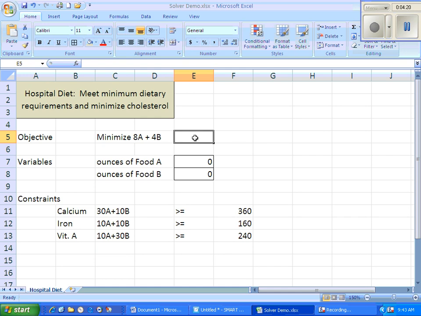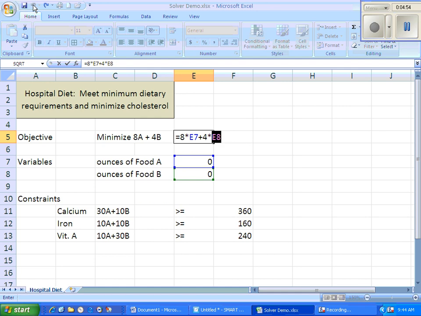So this is going to be a formula, so it has to start with an equal sign, and then 8 times the cell that contains my reference for the variable A, plus 4 times the cell that contains my reference for the variable B. So this is how I translate the 8A plus 4B. 8 times the cell E7 plus 4 times the cell E8, where E7 and E8 are the cells representing my variables.